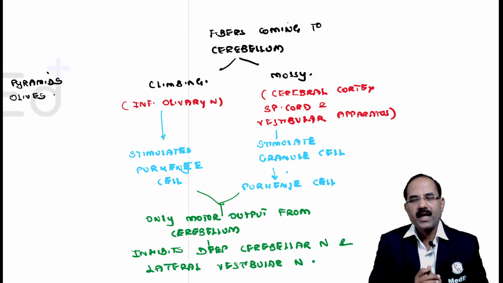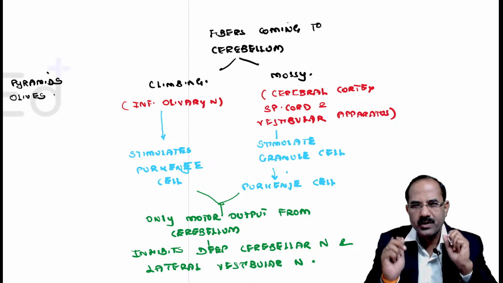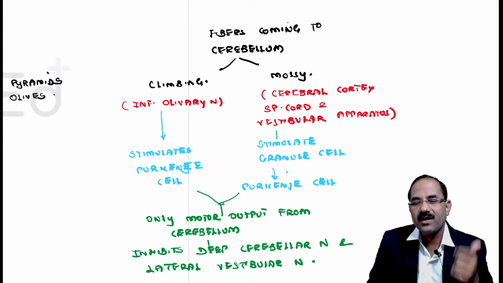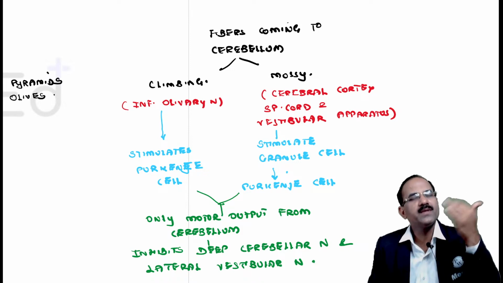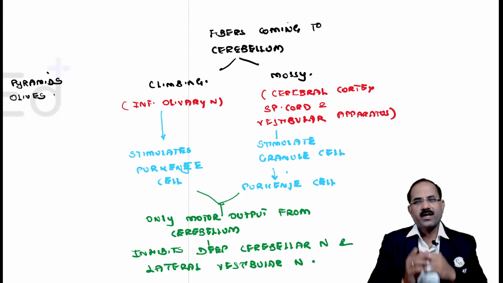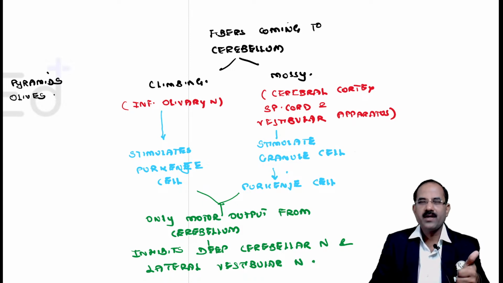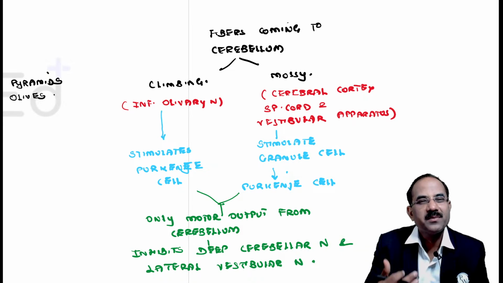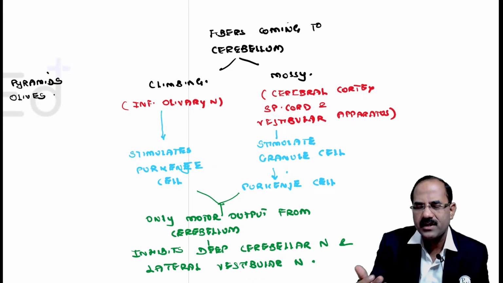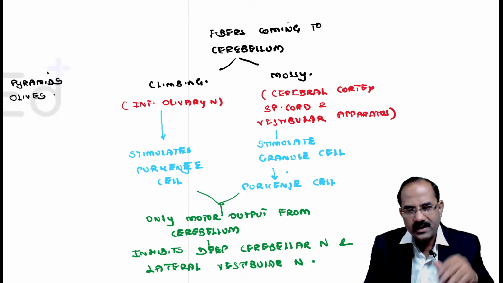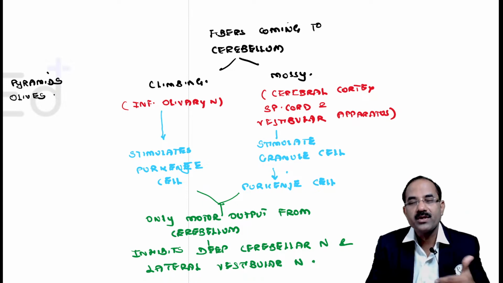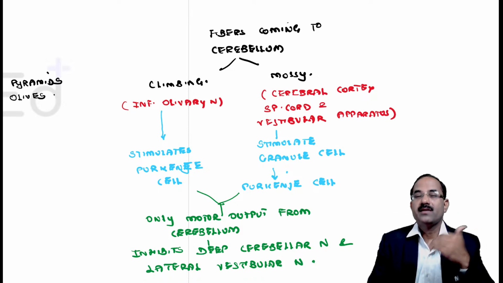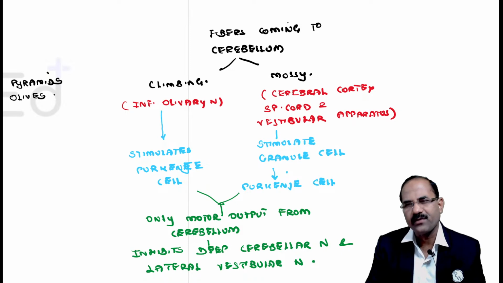Once again to recapitulate, the fibers coming to the cerebellum are of two types: climbing fibers and mossy fibers. Climbing fibers come from the inferior olivary nucleus and stimulate the Purkinje cell. The mossy fibers come from three sources: the spinal cord, the cerebral cortex, and the vestibular apparatus. They stimulate the granule cell, which further stimulates the Purkinje cell. That's the only motor output from the cerebellum, and it inhibits the deep cerebellar and the lateral vestibular nucleus.